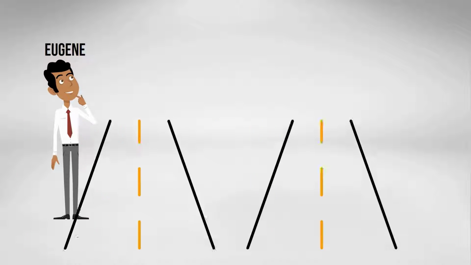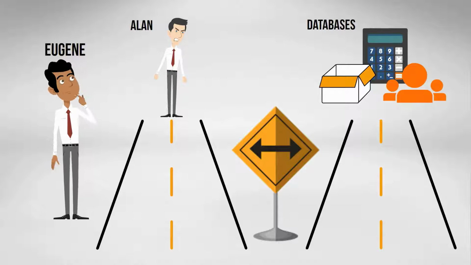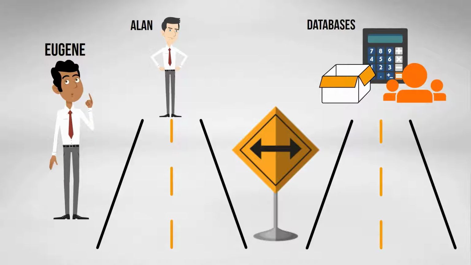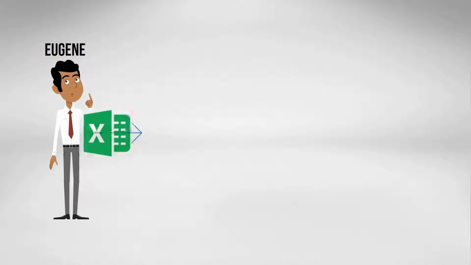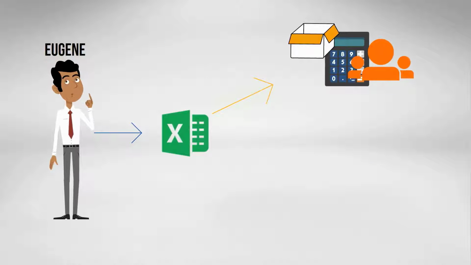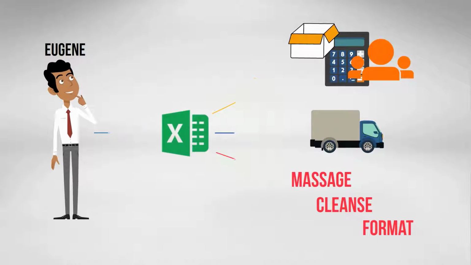Now Eugene finds himself at a crossroads and has two options. He can go back to Alan and request a new report with additional information on red shoes, or he can go into the databases and try to create his own report. But both of these options take time. To create his own report, he has to have access to the databases, be able to export the data, massage it, cleanse it, and then format it in the way he needs.